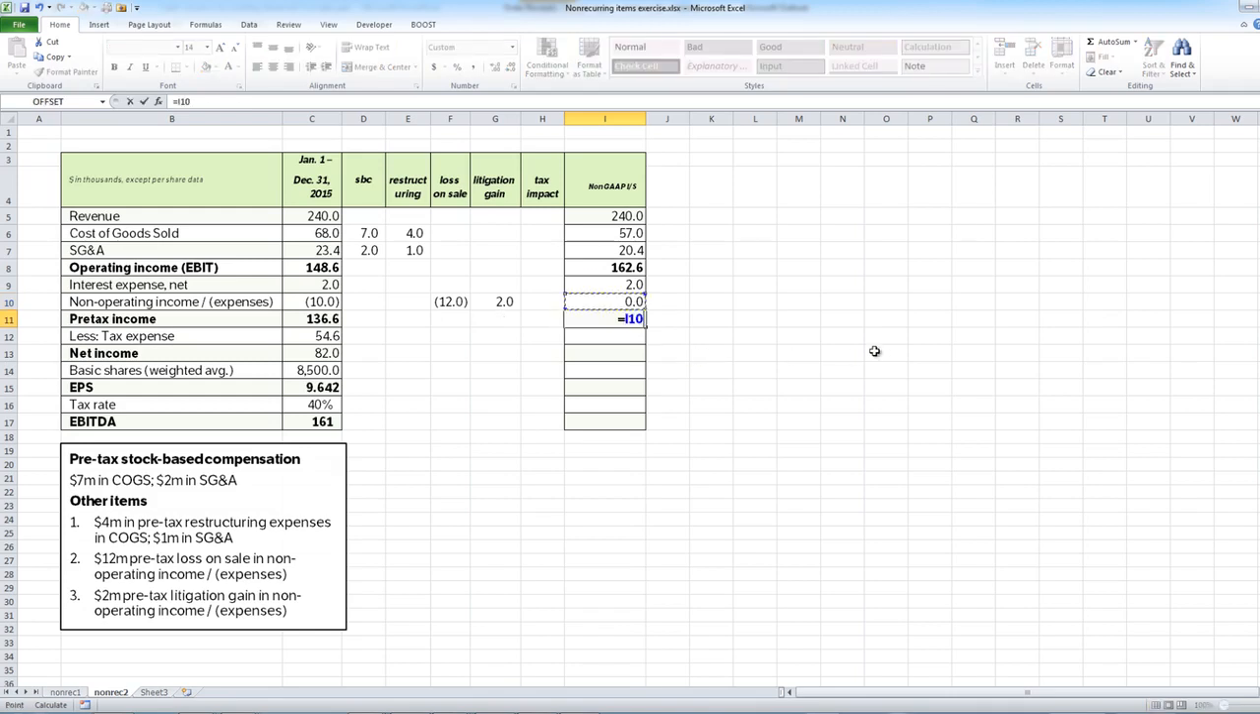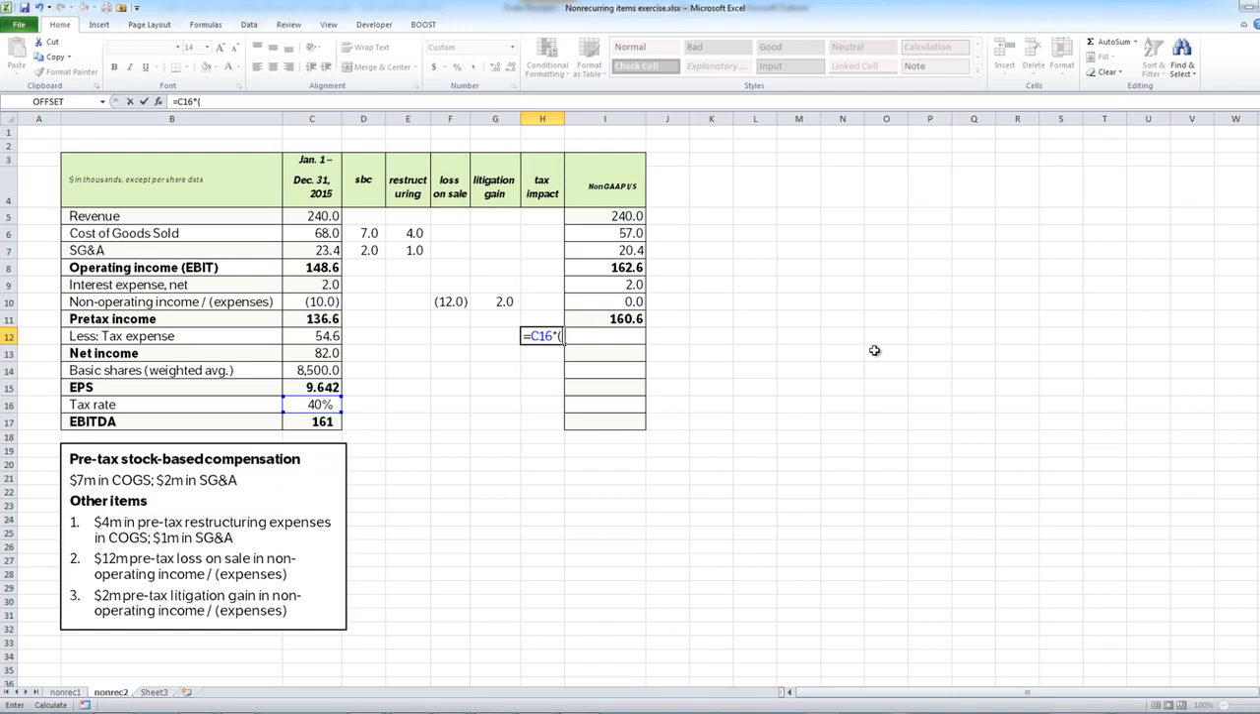And now we can just complete the calculations. EBIT minus interest expense minus this non-operating income of 0 is 160.6. Now tax expense, the final adjustment that needs to get made is we need to use the tax rate of 40% times all of these adjustments.